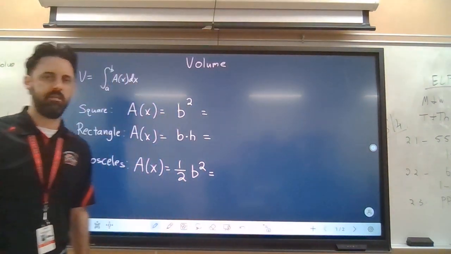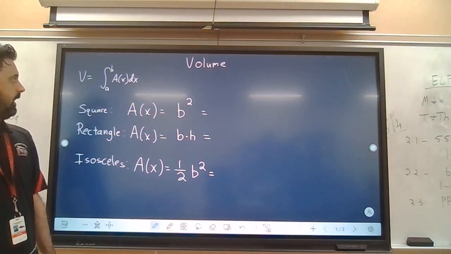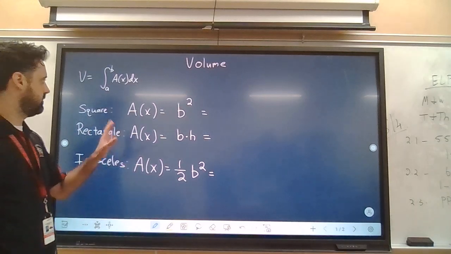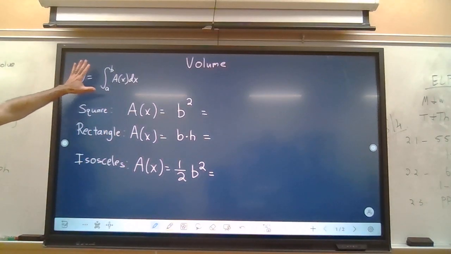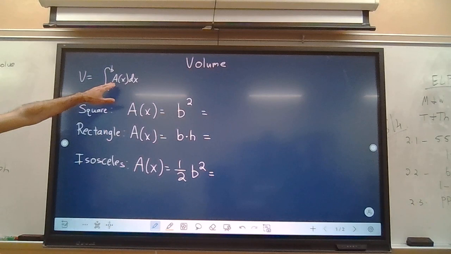All right, guys, we're looking at volume today. And so just a quick reminder that volume is always equal to the definite integral of the area of a cross section. And we're going to stick with the dx on this. It is possible to do dy, but again, the ones we're going to do, all of them are going to be dx.